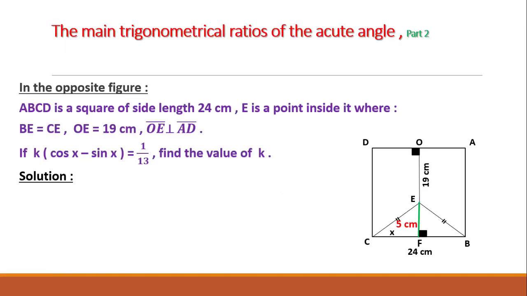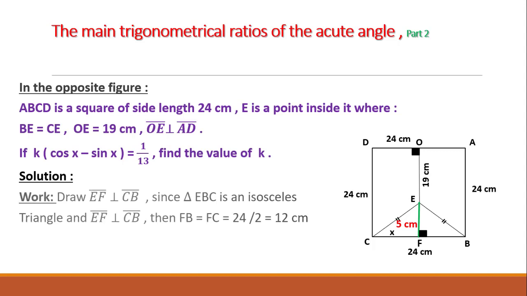Okay, let's take another exercise. In the opposite figure, we have a square ABCD. The length is 24, so each side is 24. Here 24, 24, and 24.